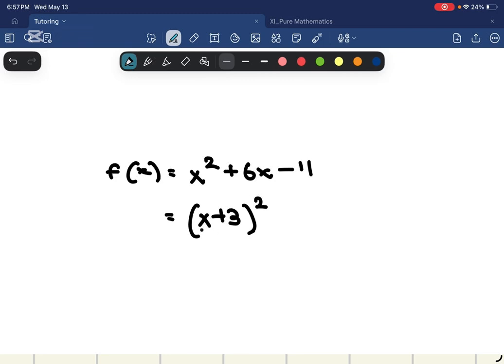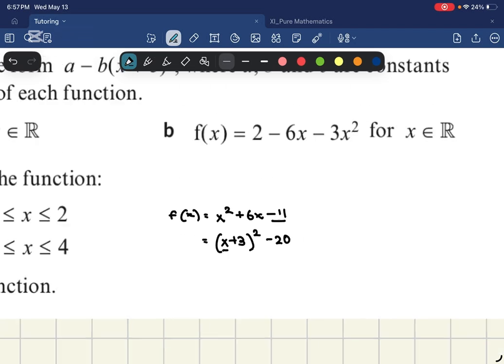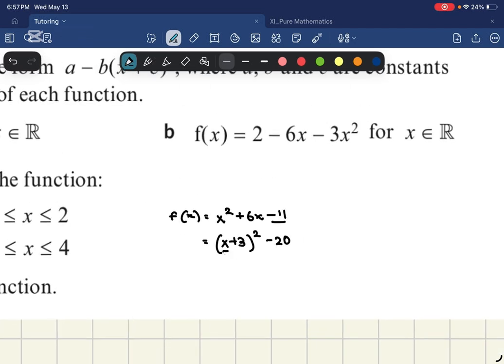So x plus 3 squared gives me x squared, 3 times x is 3x times 2 is 6x, plus 9. But I don't want 9. I want minus 11. So I need to subtract 20, I believe, right? 9 minus 20 will give me minus 11. So if you complete the square, you get this expression.